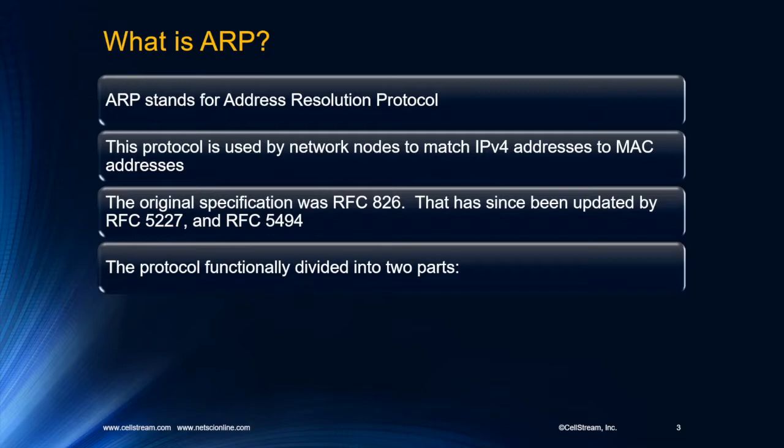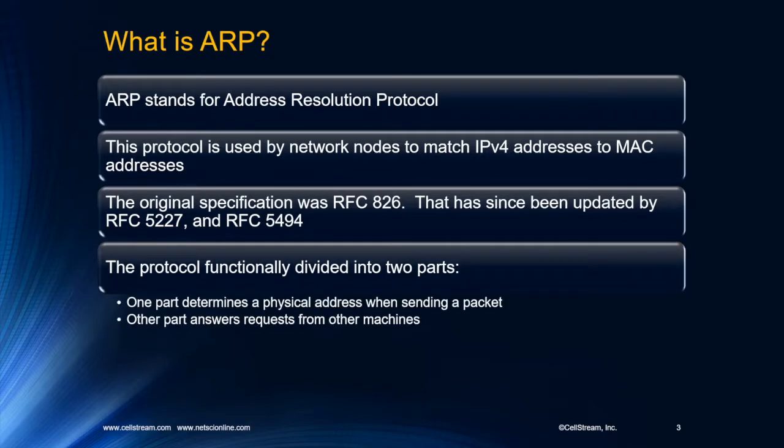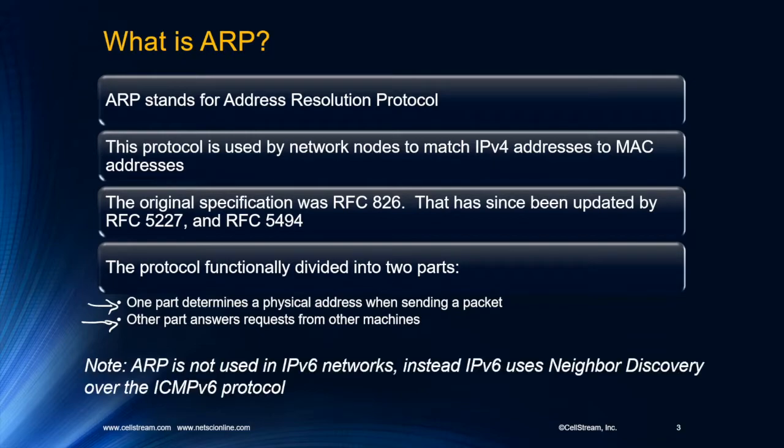The protocol functionality is divided into two pieces. One piece determines exactly what the physical address is so that I can send a packet to the right destination on the local area network or beyond. The other part answers the requests from other machines. So every machine on the network has to be listening for ARP requests and then sending replies. And we'll look at this in a little bit more detail here in just a minute.